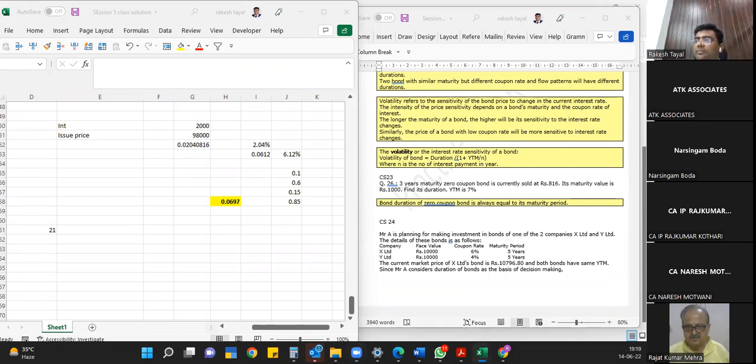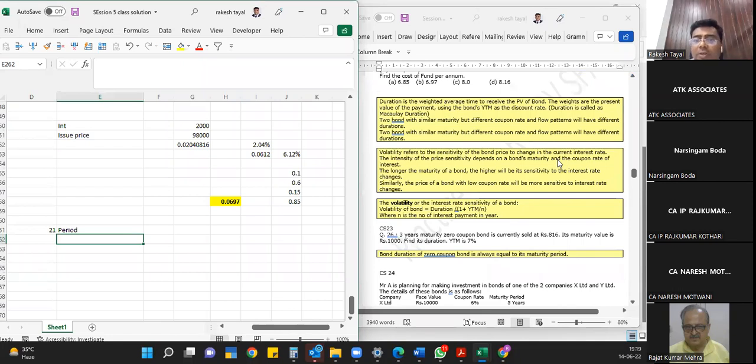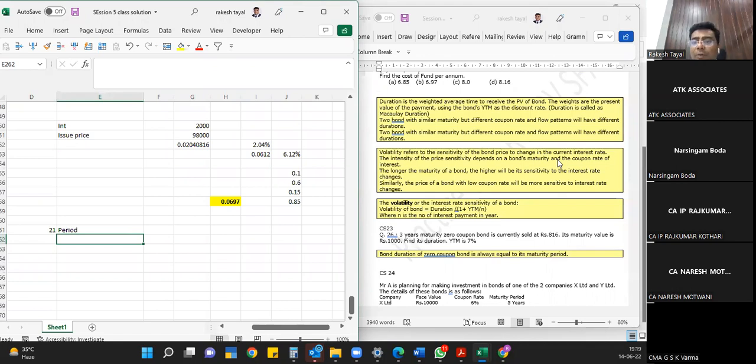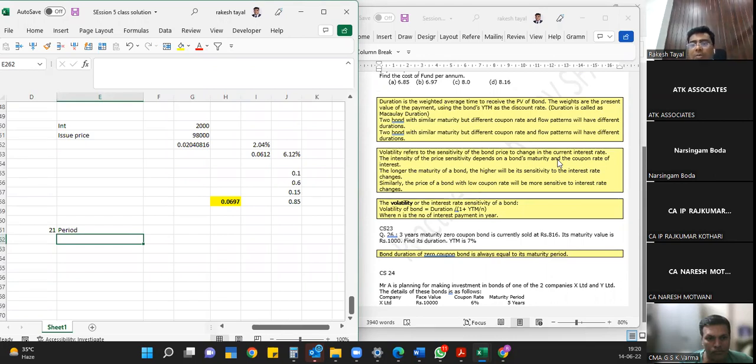So let us calculate this. So what is the duration? Let us understand first what is the duration. Duration is the weighted average time to receive the present value of the bond. So we have to calculate the present value of the inflows and in how much time we will get the investment back. That is the duration. The weights are the present value of the payment using the bond's YTM as the discount rate. Duration is also called Macaulay duration. Two bonds with similar maturity but different coupon rate and inflow patterns will have different durations.